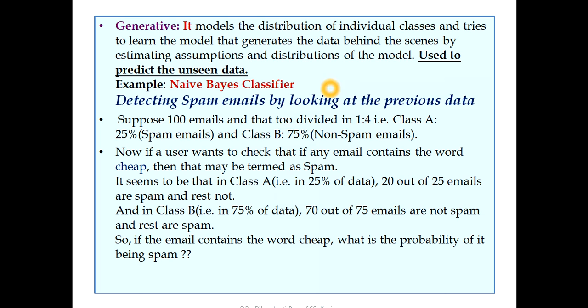So the first question that you try to solve: if the email contains the word chip, what is the probability of it being spam? I'm repeating again. If one email comes and it contains the word chip, then what is the probability of it being spam from the given data?